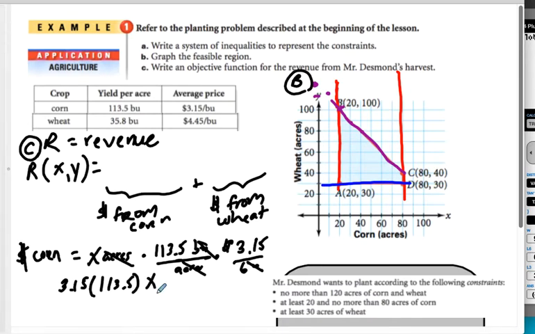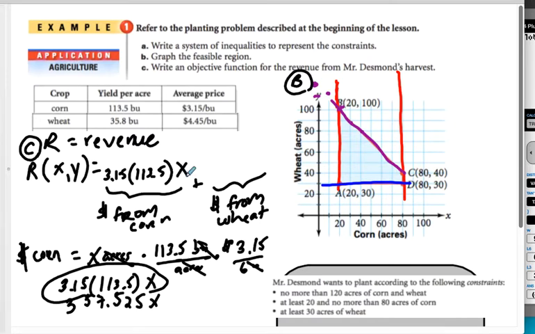And honestly, if you don't want to simplify it, you could just write it that way. That's fine. If you want to multiply it, you can. You're going to get that it's 357.525x. But if you wanted to just write it this way, I wouldn't begrudge you that. That's not wrong, right? You're going to end up typing this in a calculator, to be honest, anyway. So if you just wanted to make this 3.15 times the 113.5 times x, that's not wrong, right?